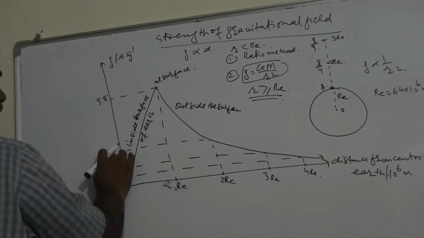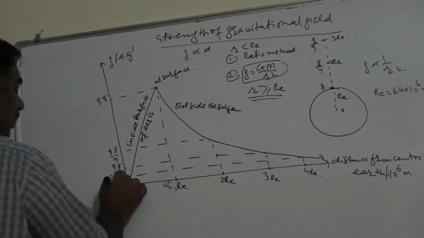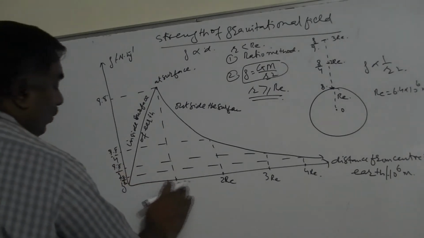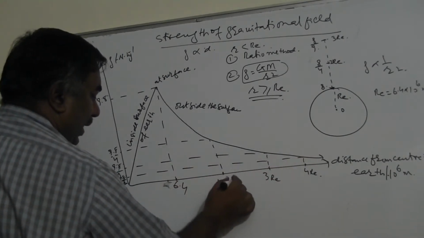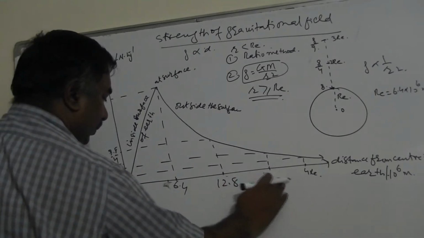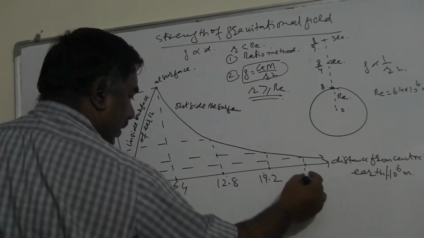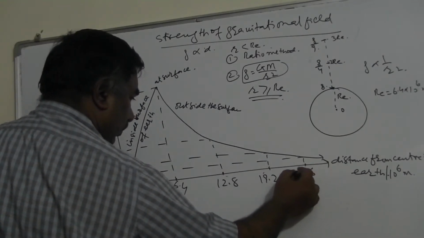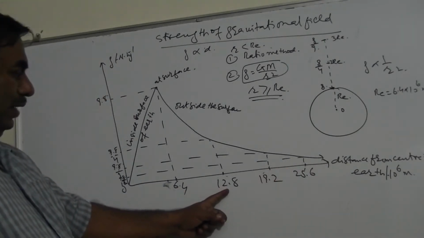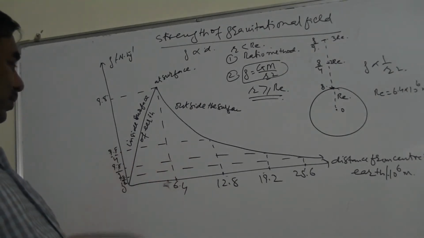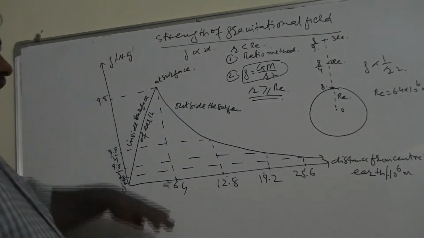So this will be 9.8. This will be 9.8 upon 4. This will be 9.8 upon 9. This will be 9.8 upon 16. And these values will be 6.4 into 10 power 6 meters, then 12.8, then 19.2, then 25.6, and so on. So suppose I ask what is the value of g here. It's 12.8 into 10 power 6 meter. The value of g is 9.8 upon 4, and this is actually the 2 RE value. So this is in exact terms, and this one in terms of g.